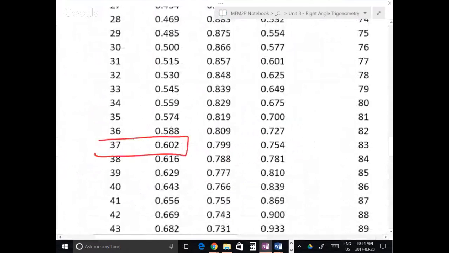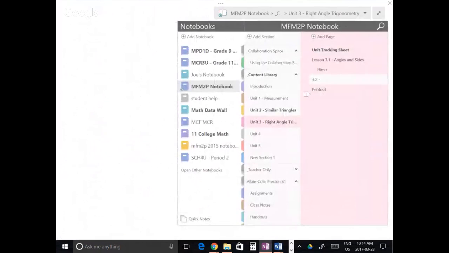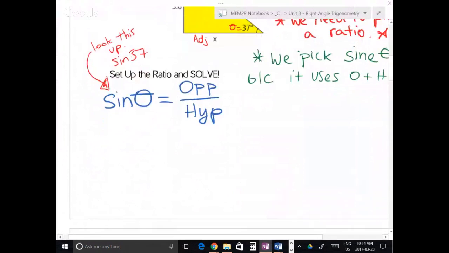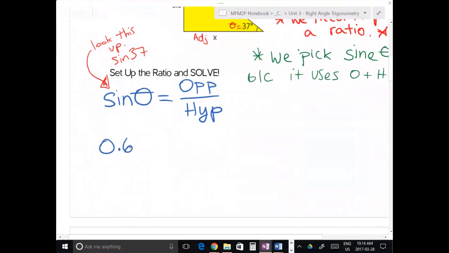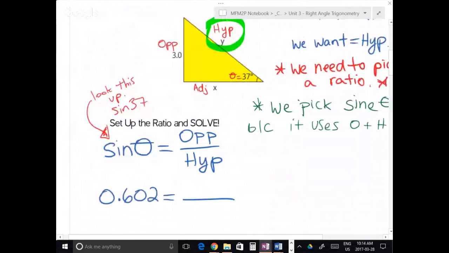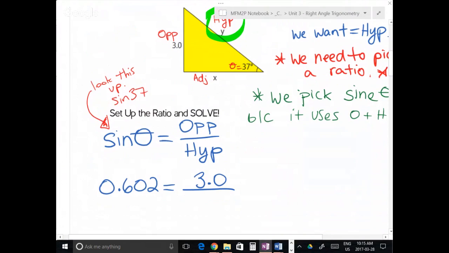So when we go to 37, what is the sine of 37? Very good. So we're going to use that number. So we're going to say 0.602. And then we also want to put opposite and hypotenuse in, if we know them. In this case, what is the opposite? 3.0, very good. And what is the hypotenuse? Yeah, we don't know it. It's y.